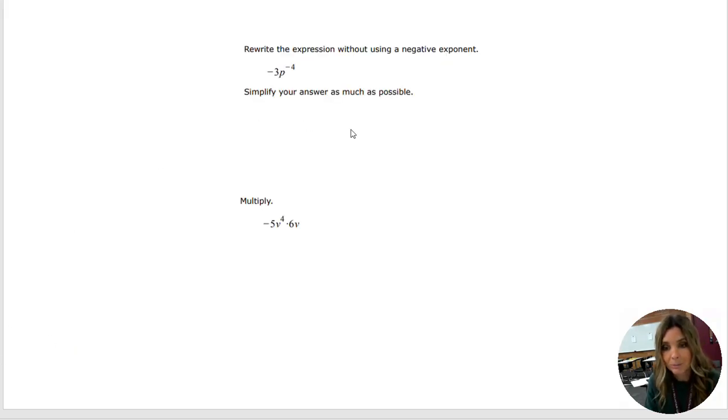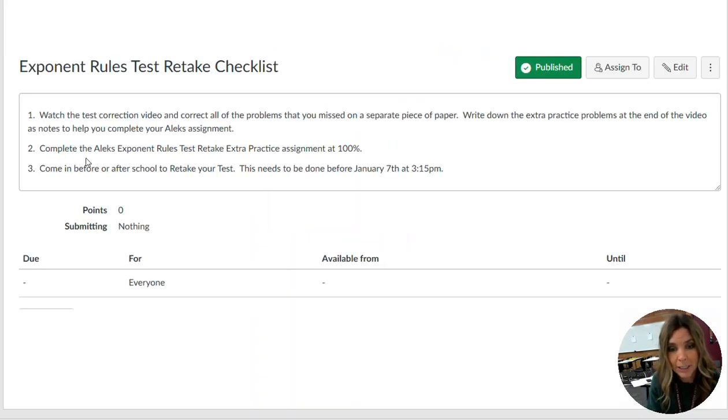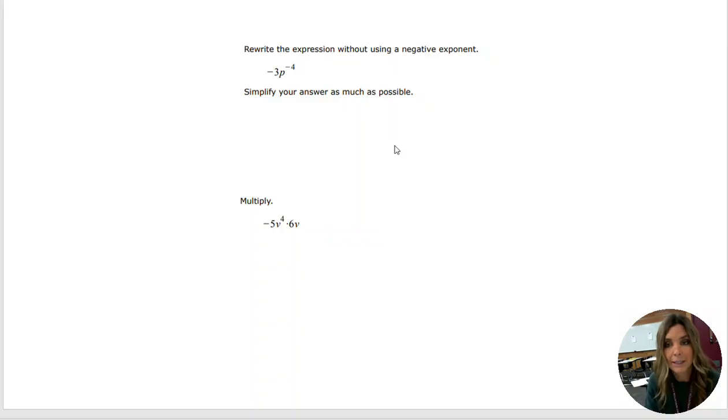Okay, so now the next thing that we're going to do is we're just going to go through some practice problems like you're going to see in your ALEKS assignment. At the end of these practice problems, I am going to give you the password to be able to retake your test. So once you complete step 2, which is to complete the exponent rules test retake extra practice at 100%, I'm going to give you the password for the test retake. I'm going to give it to you in this video. That way the students who do this video, you will be able to take the test at home without having to come in before or after school.